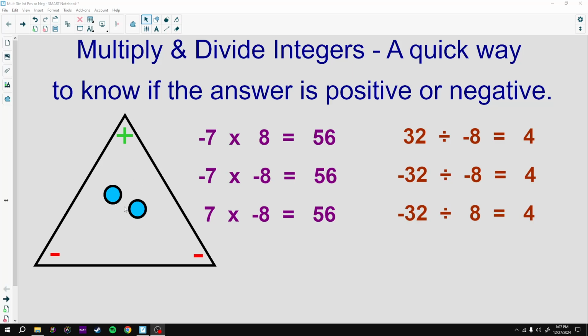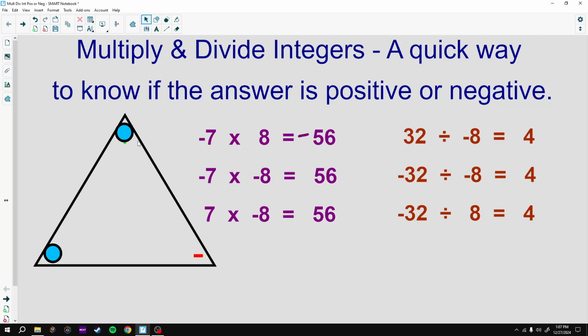You notice I made two little circles here, and how they work is this. Negative 7, so I'm going to cover up the negative sign with one of the circles, and then times 8. Now that 8 is positive, so I'm going to cover up this one. All right, and here's how it works. What's left that's uncovered? Well, a negative sign. So negative 7 times 8 is actually negative 56. There it is. And that's how this little trick works.